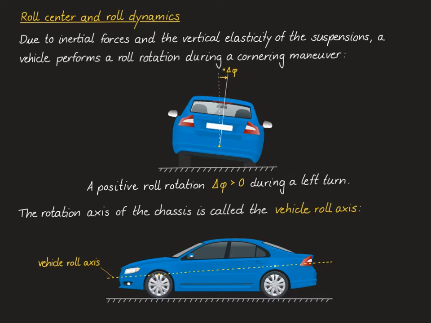The precise geometry of the vehicle roll axis is defined by 2 points, one that corresponds to the front suspension of the vehicle and it's called the front roll center, and one that corresponds to the rear suspension of the vehicle that's called the rear roll center.